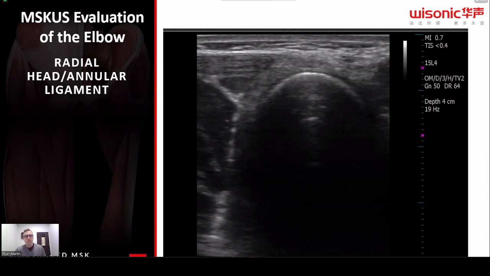One thing I tell people, especially the students and the people studying for their RMSK, is don't neglect the annular ligament. You'd be surprised what kind of things overlap and have issues in this area.